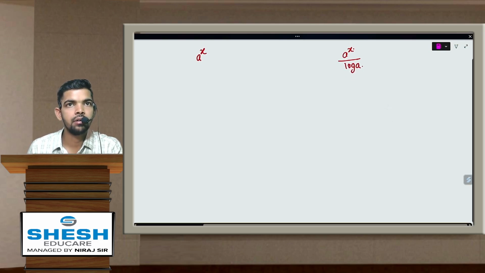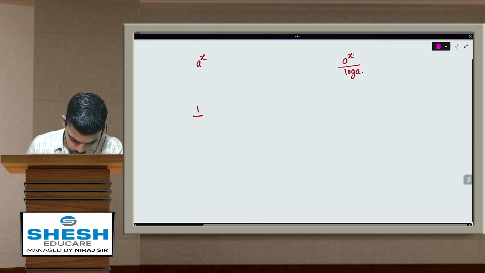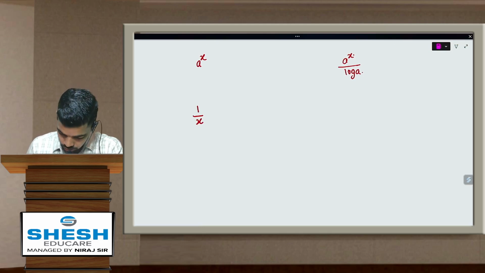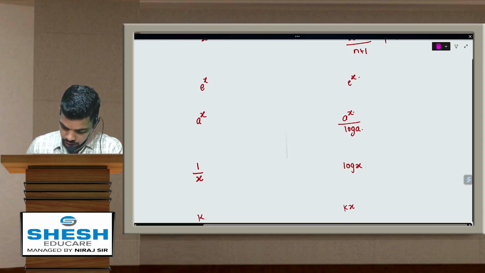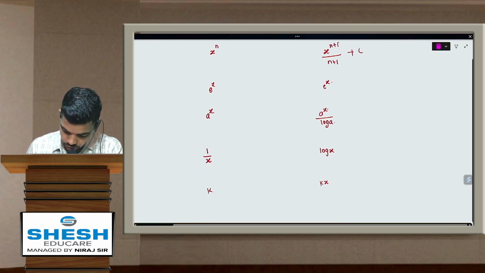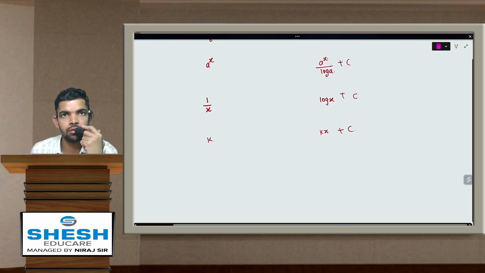Then we have 1 upon x. Integration of 1 upon x will be log x, and integration of any constant k, we will write it as kx. And in integration, everywhere you have to write plus c. Okay, so these are some basic formulas of integration.